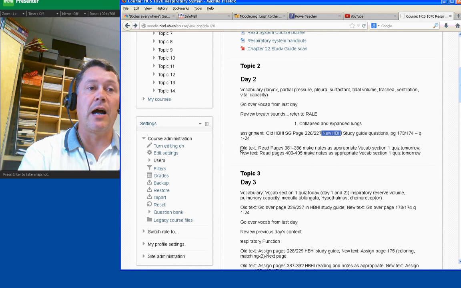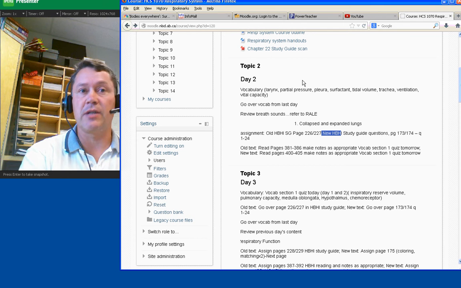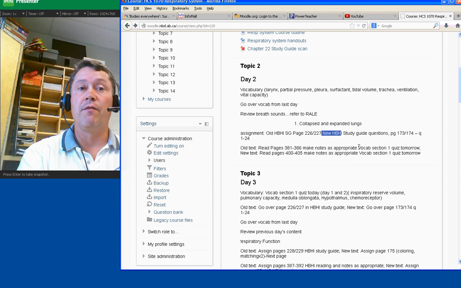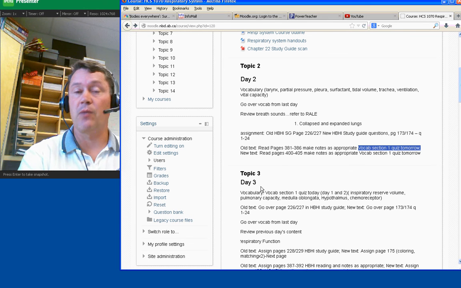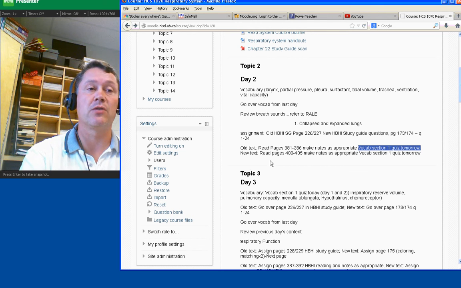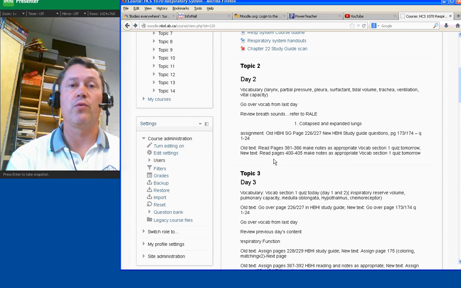Okay. After that, readings. Old textbook reads page 381 to 386. Essentially, it picks up from the last assignment and continues on. Make notes as appropriate. Vocab section 1 quiz is the next day. Okay, whenever you have a quiz or an assignment, you always get notifications. So this is your schedule. This is basically my unit plan, my lesson plans, daily plans. This is what I follow when I'm teaching this course.